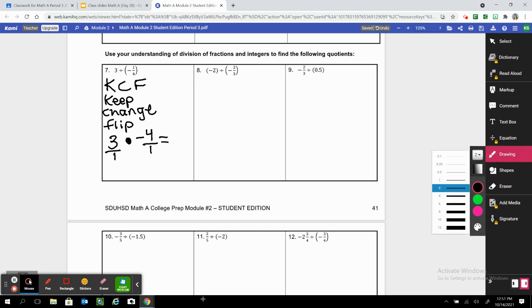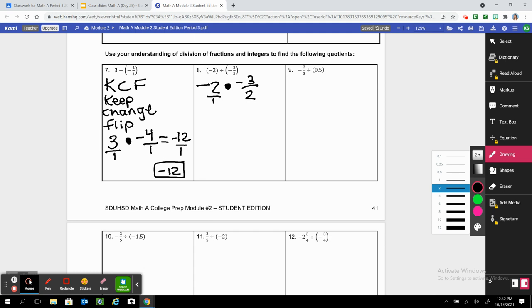And then multiply straight across and get negative 12/1, or we just write that as negative 12. We don't really worry about the 1 underneath. All right, so we're going to keep negative 2 exactly the same. We're going to multiply because we're going to change division to multiplication, and then we're going to flip our fraction to negative 3/2.